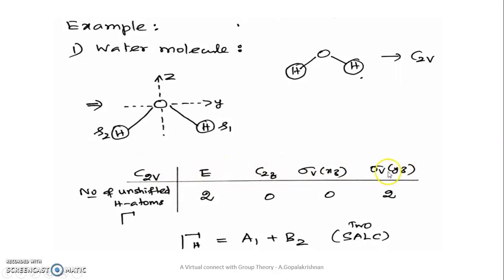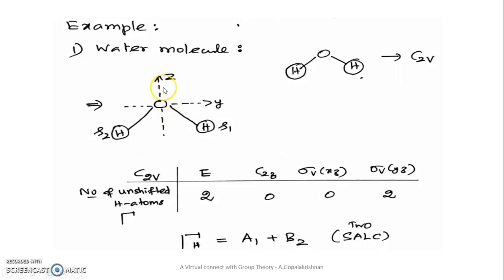You carry out the symmetry operation and find the number of unshifted orbitals, or we can say the number of unshifted hydrogen atoms, and that gives you the reducible representation. If you do the identity operation, what is it doing? Nothing. Therefore both the orbitals remain in the same position. So the number of unshifted hydrogen atoms is 2. You can take the number of unshifted hydrogen atoms, or in other words, the number of unshifted s orbitals.